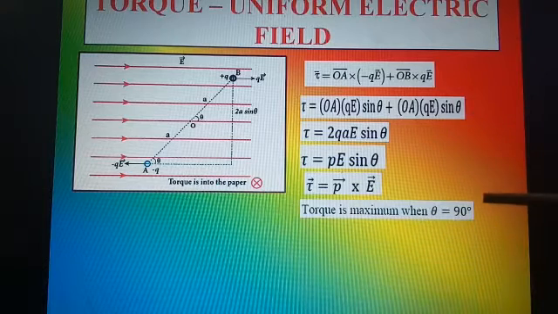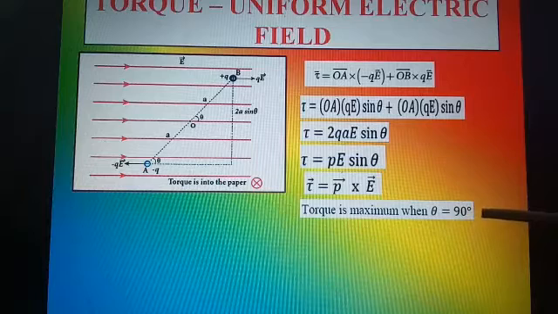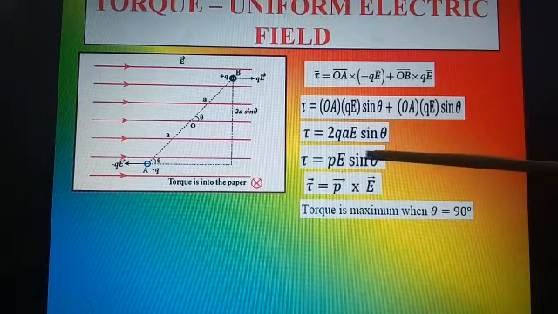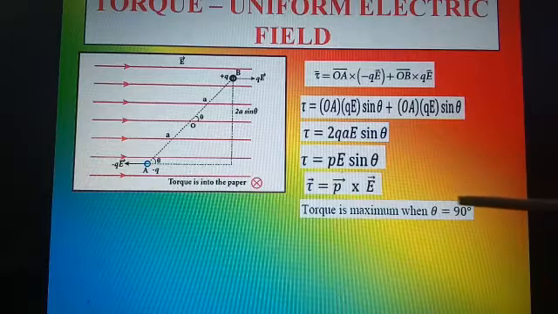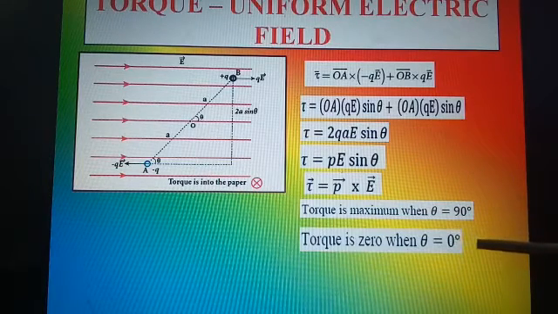So the special cases. The torque is maximum when the theta value is 90 degrees. That means if you substitute this theta value in this equation, sin 90 degrees is 1. So the torque is equal to PE, so the torque is maximum. The torque is 0 when the theta value is 0.